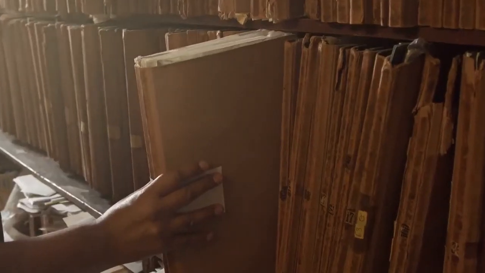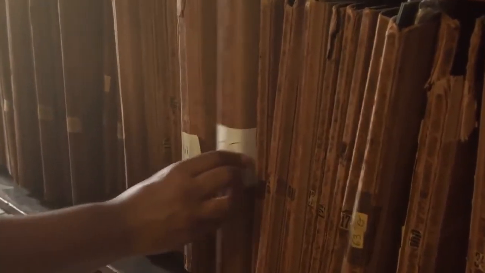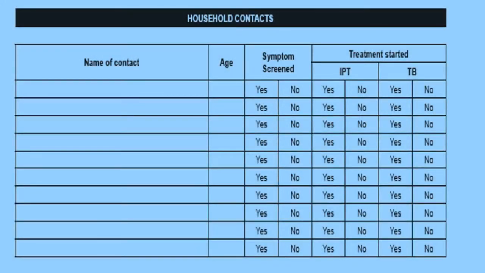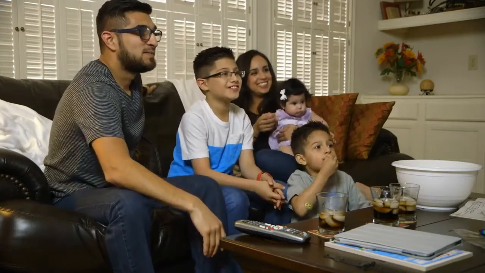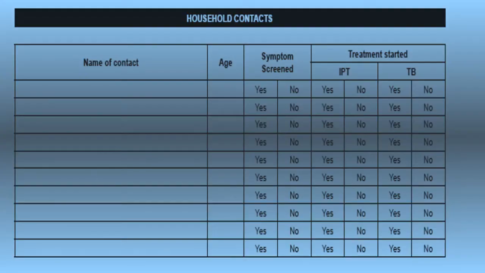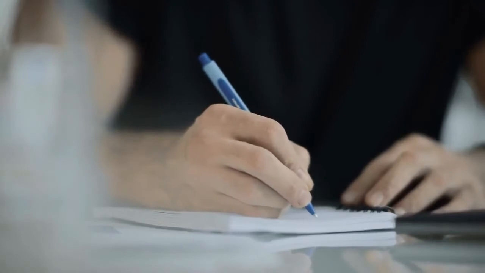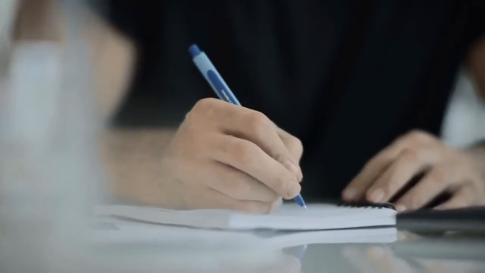Now looking at the last page, the folder back cover. We see a section to capture household contacts. These are individuals that the patient shares the home space with. These individuals must be screened for TB symptoms, and be managed appropriately as per treatment guidelines. All contacts must be registered in the case identification register as well.